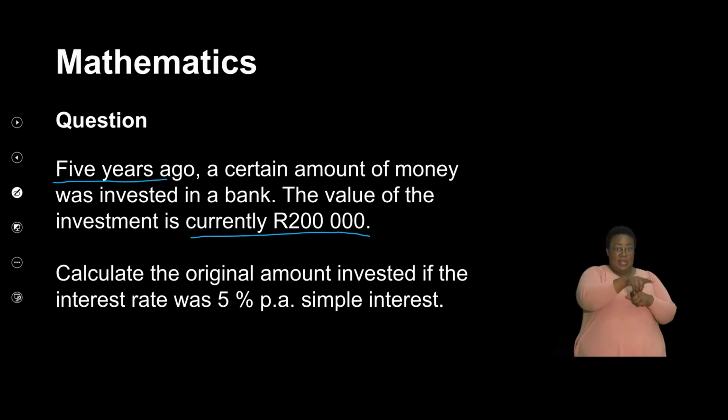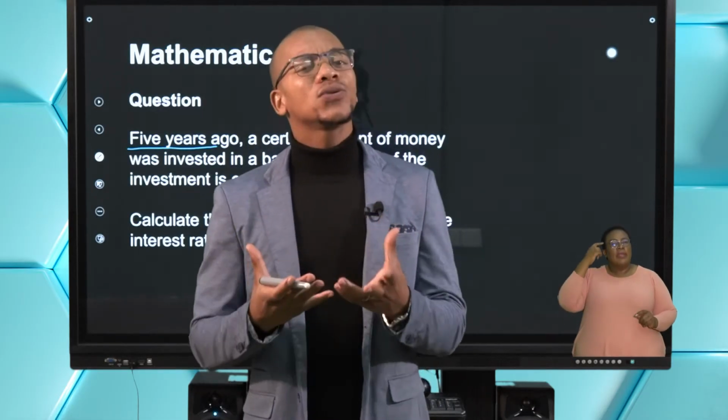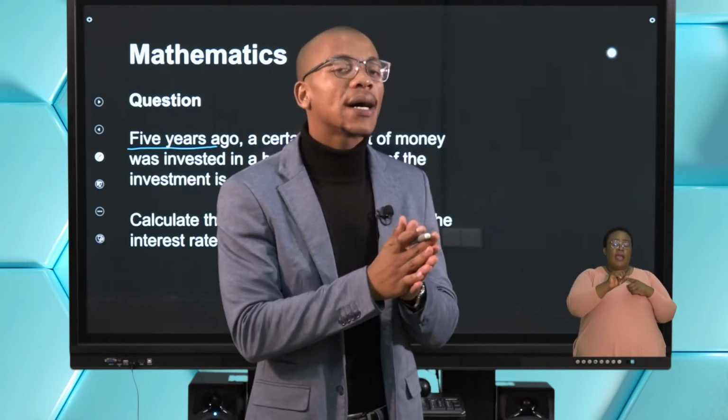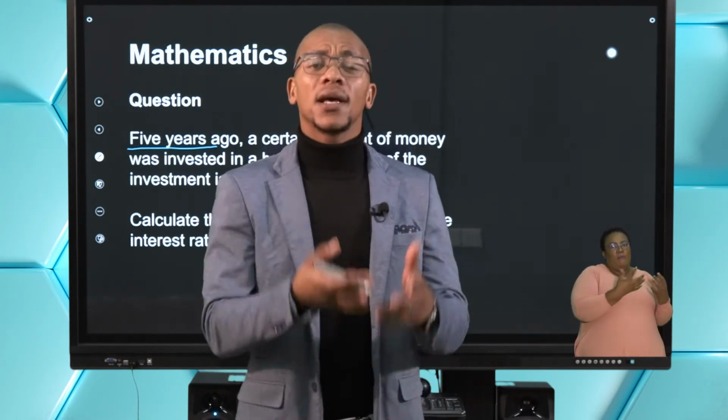Now, already from here, guys, you need to be thinking about what they want you to do. Clearly, you want to find the original amount, or the initial amount, or the principal amount if we use the proper terms, that was invested such that at this present moment, we have 200,000 in the bank. Really, who wouldn't want to have 200,000? But that's besides the point.